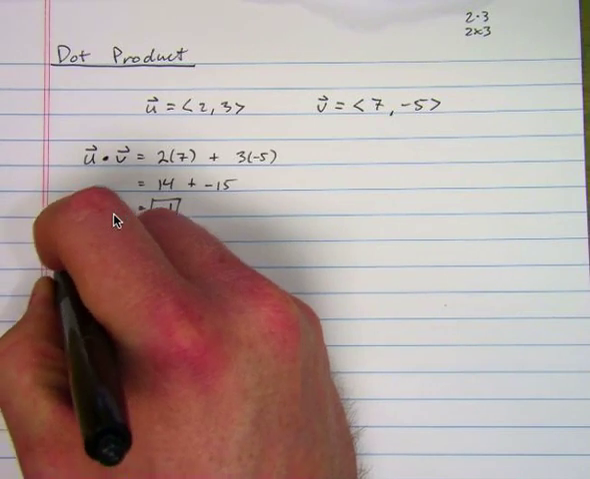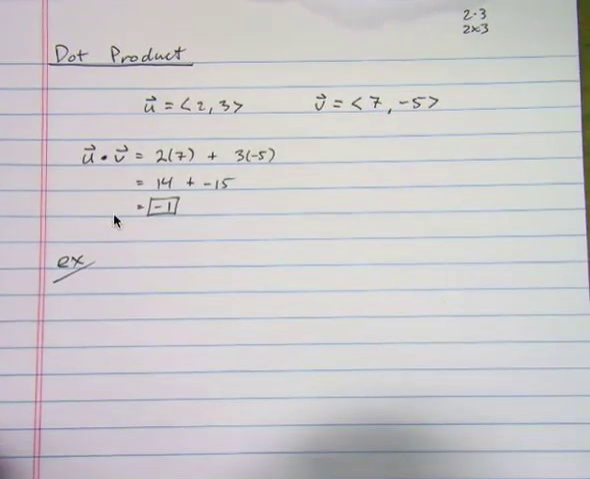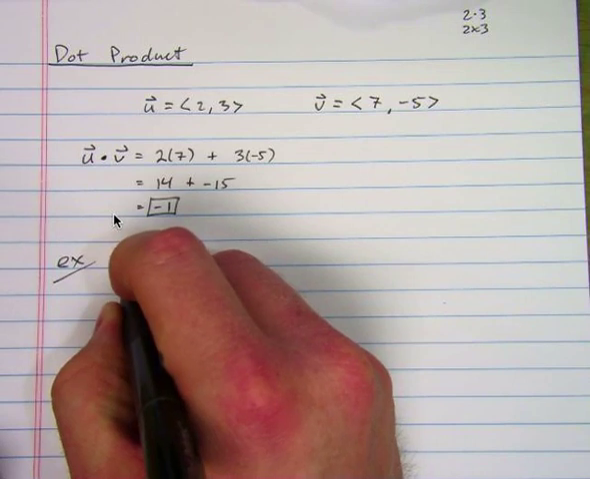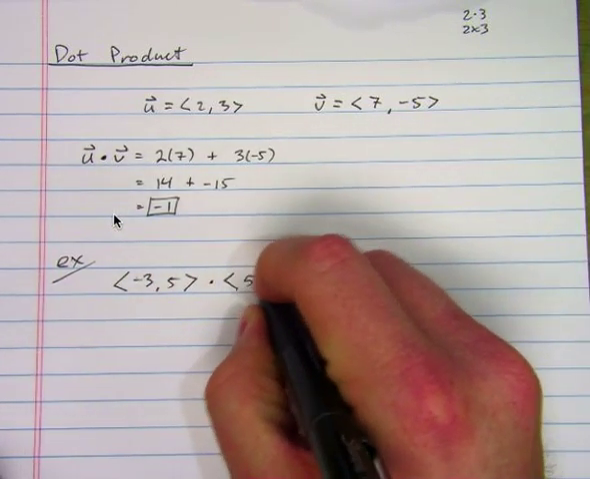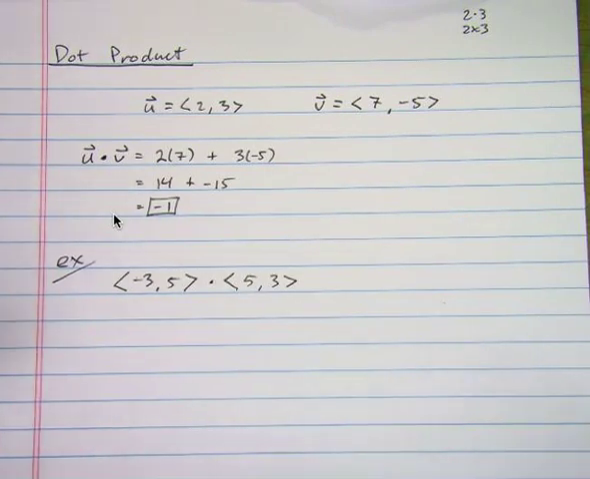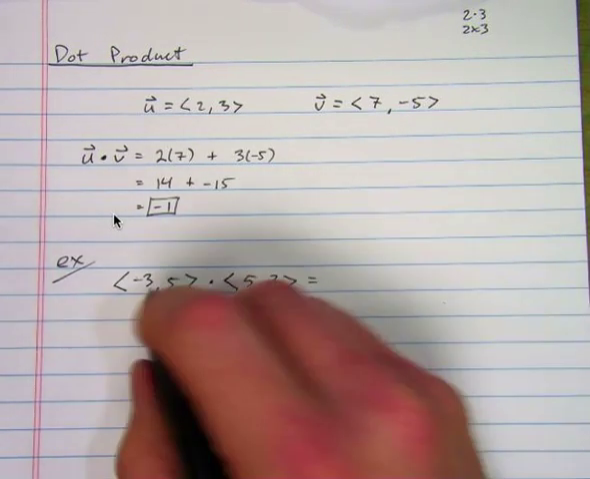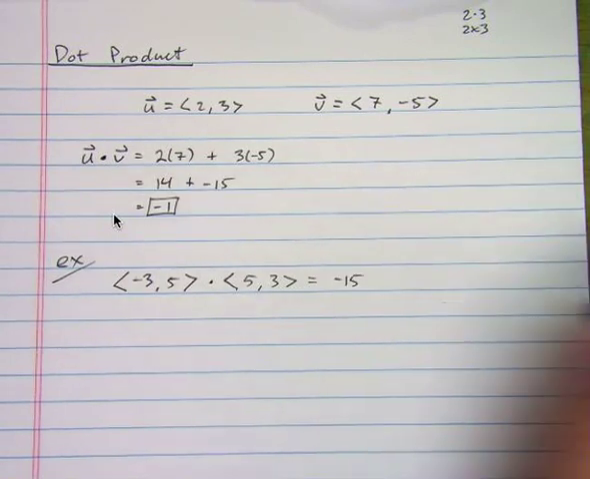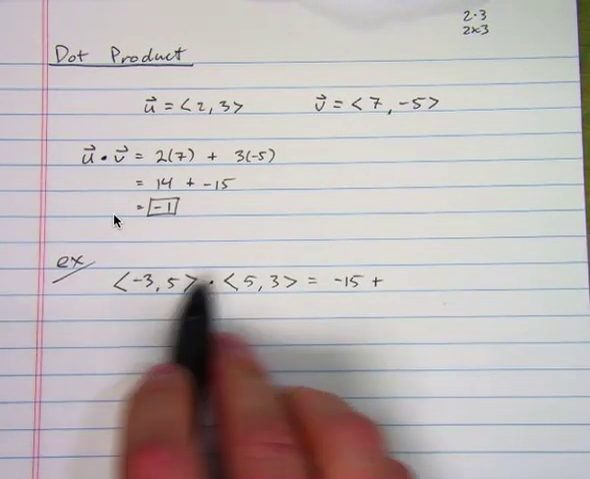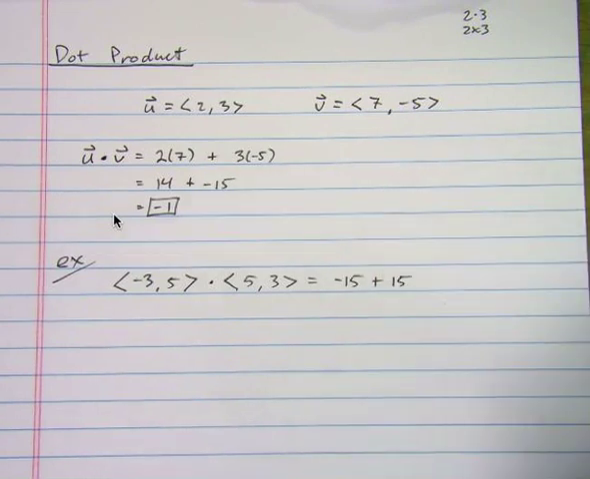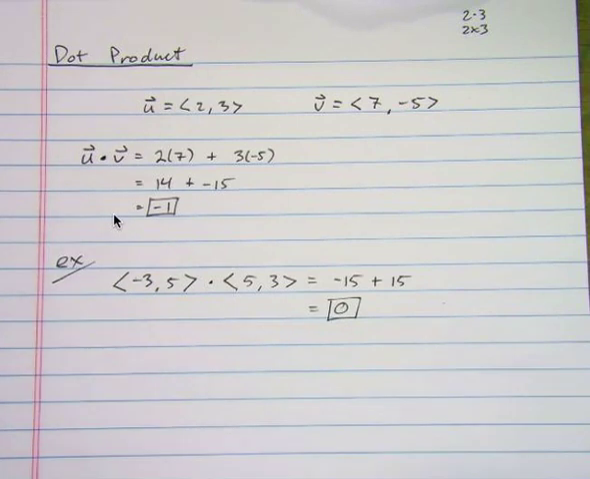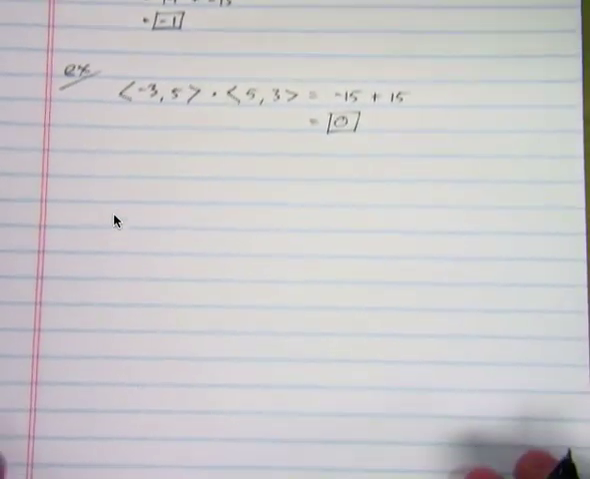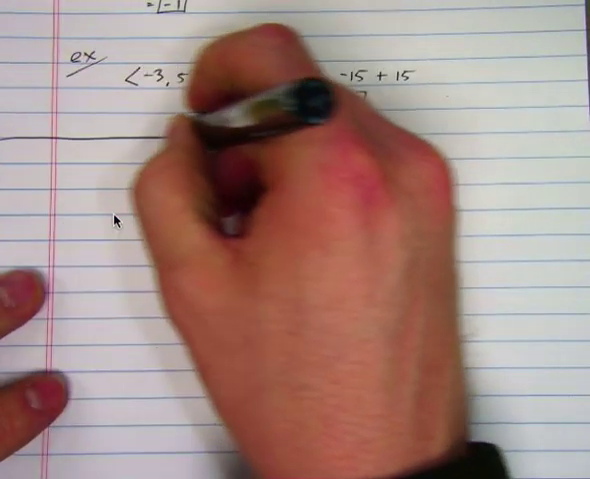So for another example here, we could just take the vectors and write them out like this and put a dot product between them. Now if I do that, I multiply my x's together. So negative 3 times 5 would be negative 15. Then I add my y's together. 5 times 3 is 15. Now when I multiply these two vectors together, it's just 0. Not that bad. Okay, so we're going to scoot on here. Dot product is pretty quick and painless.